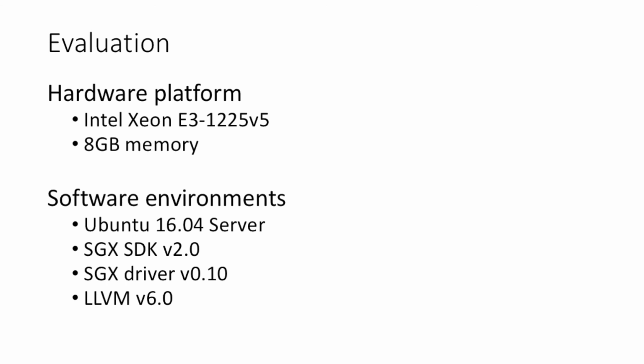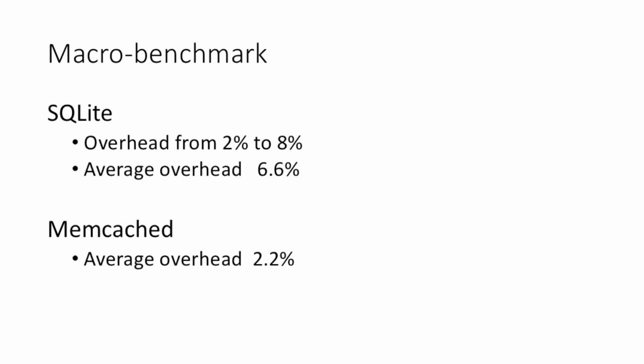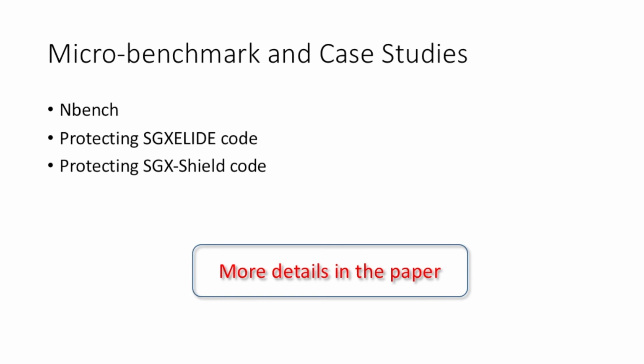We evaluate MPTEE. This shows the hardware, platform, and software environments. In the macro benchmark, we choose SQLite and Memcached. In SQLite, its average overhead is about 6.6%. In Memcached, the average overhead is 2.2%. They both have low performance overhead. We use NBench as a micro benchmark to evaluate MPTEE. We also give some cases of using MPTEE like SGX and SGX shared. You can get more details in our paper.